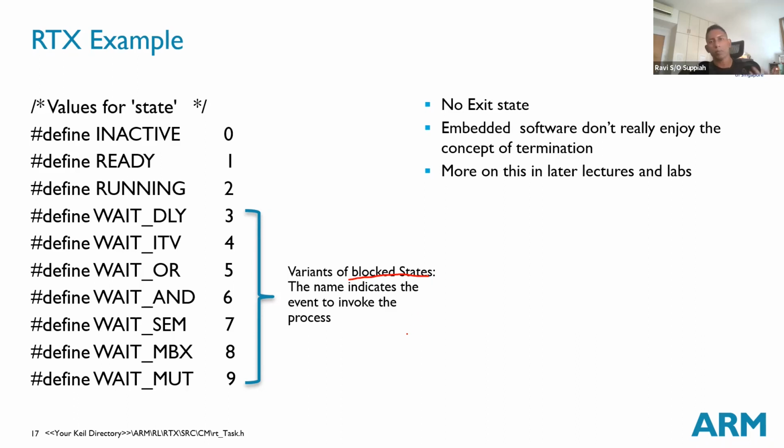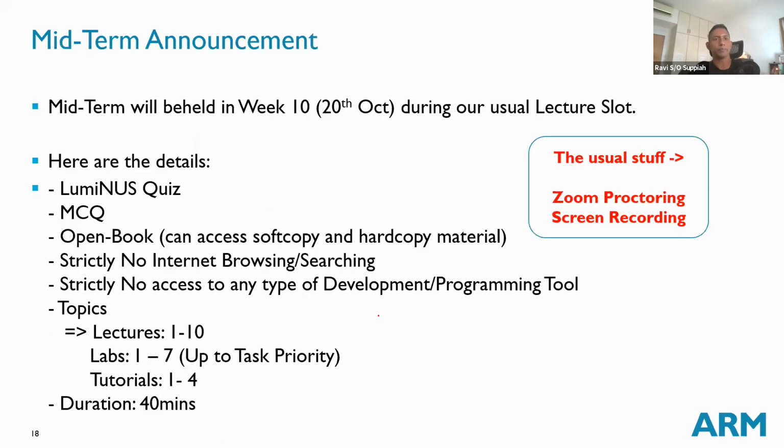It could be blocked because it's waiting for a semaphore, it's waiting for a mutex, it's waiting for some delay or something like that. But again, we will look at all these concepts along the way, then you'll understand how it sort of comes together.